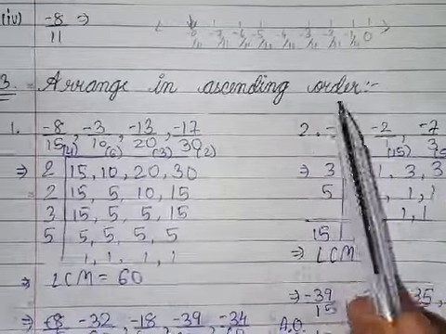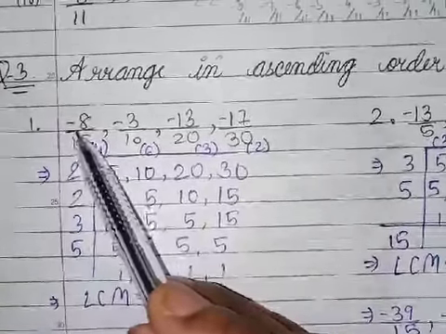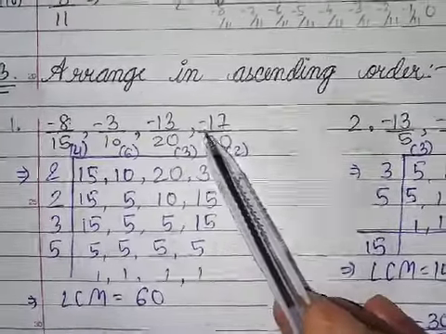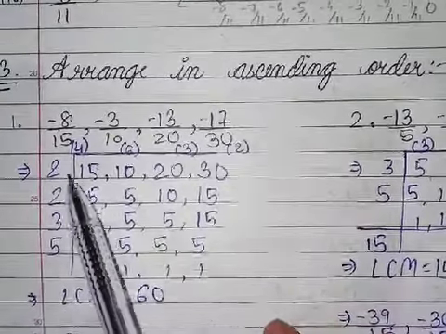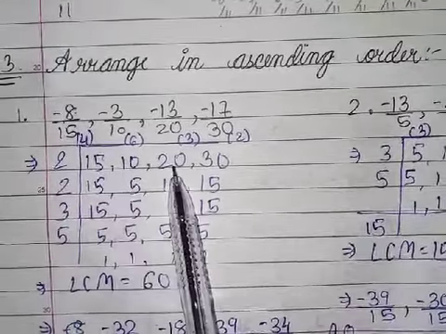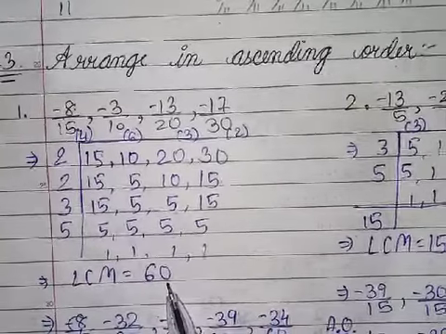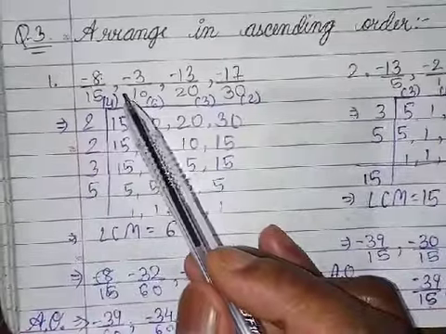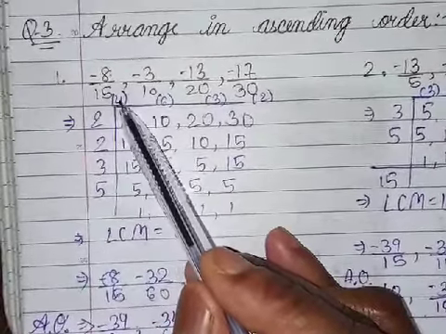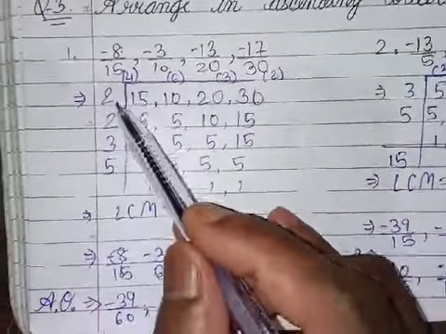Now, arrange in the ascending order. So what fractions are given to us? First is minus 8 by 15, minus 3 by 10, minus 13 by 20, minus 17 by 30. We have to take the LCM of it. What is the LCM of 15, 10, 20 and 30? If you take the LCM like this, you will get LCM 60. Now you have to see the first fraction, minus 8 by 15. By which number will you multiply here to get 60? If you don't know, you can find it from this LCM.